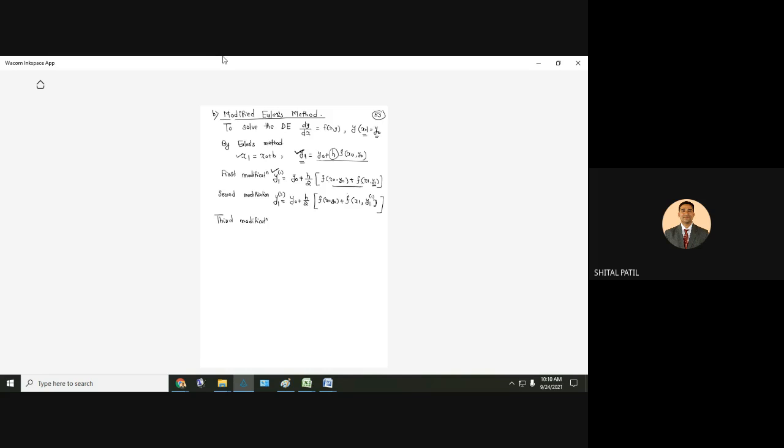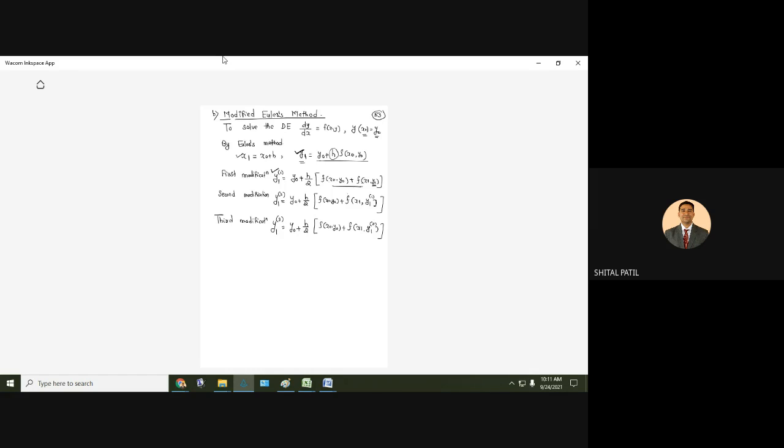Can anyone tell what will be the third modification? y1 raised to 3 is y naught plus h by 2, f of x naught y naught plus f of x1. What about y1? It is the latest value of y1, y1 raised to 2. Therefore, we have to consider that value. In the same way, we can find the 4th modification, 10th modification, 100th modification. It depends upon whether the previous two values of y1 are correct up to the specified number of decimal places. Is everyone understanding?